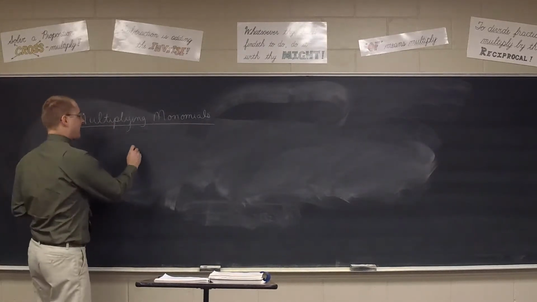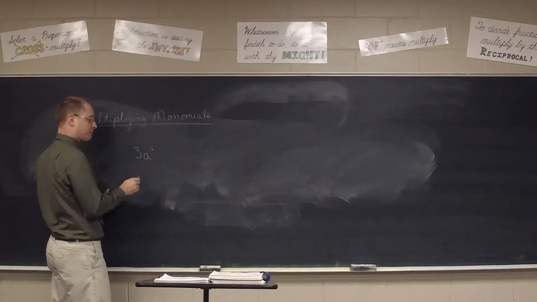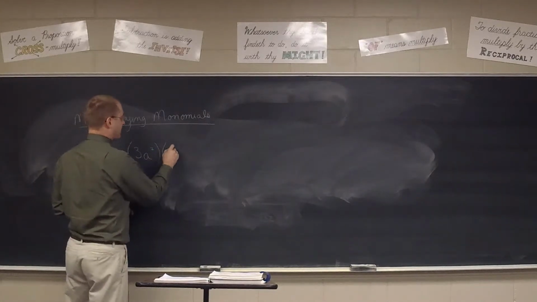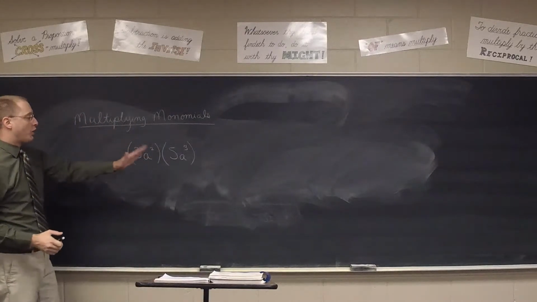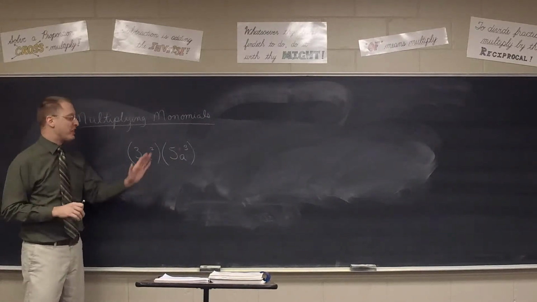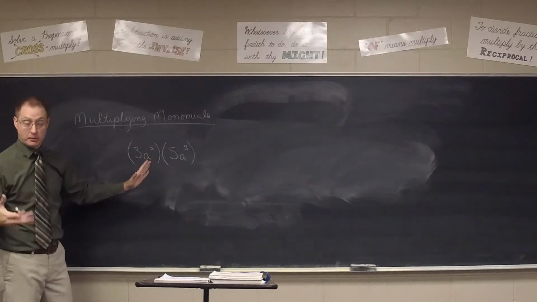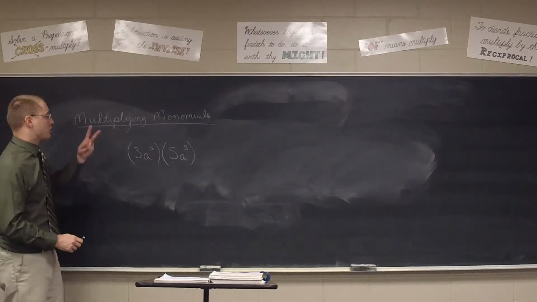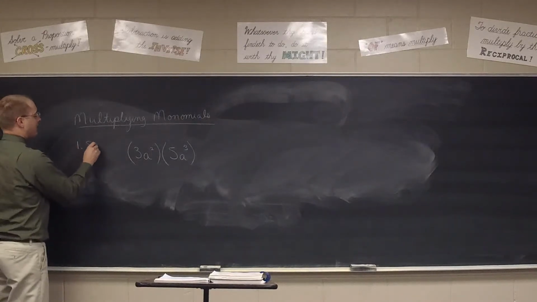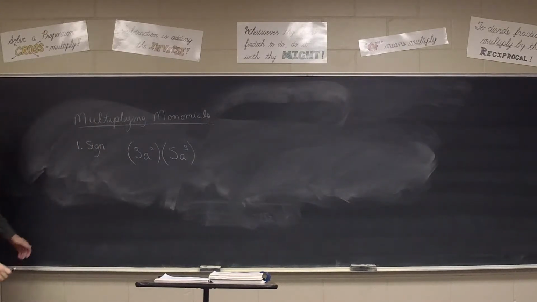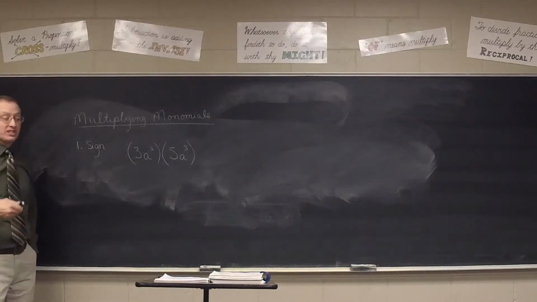However, monomials don't just consist of letters, right? A monomial could be like a 3a squared, right? A monomial could be like a 5a cubed, right? And so when you multiply the monomials, you understand there's more to multiply than just the letters or the variables or the literal coefficients. So there's 3 steps then to multiplying monomials.